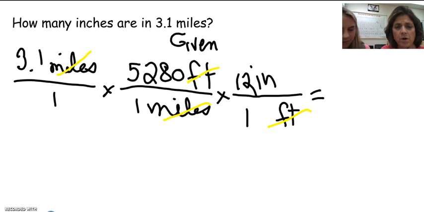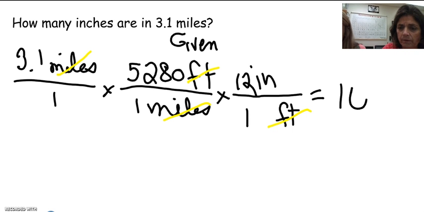Well, 3.1 times 5,280 times 12, and then we're dividing by 1, so we don't have to do that part. Whoa, that's a big number. That makes sense that it's a big number because you're converting. Okay, I'm going to write it down here.